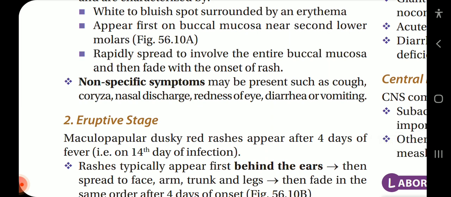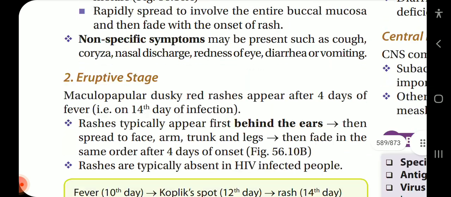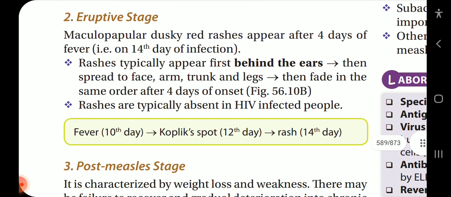They appear first on the buccal mucosa near the second lower molar, rapidly spread to involve the entire buccal mucosa, and then fade with onset of rash. Non-specific symptoms may be present, such as cough, coryza, nasal discharge, redness of eye, diarrhea or vomiting. Eruptive stage: maculopapular dusky red rashes appear after 4 days of fever, that is on the 14th day of infection.